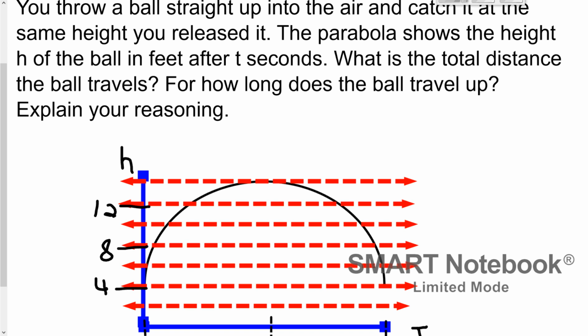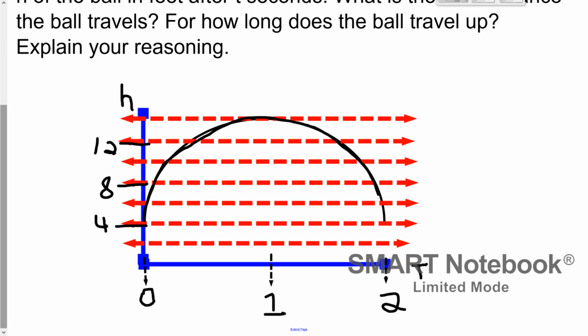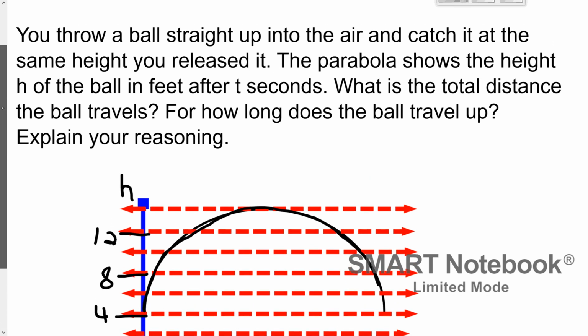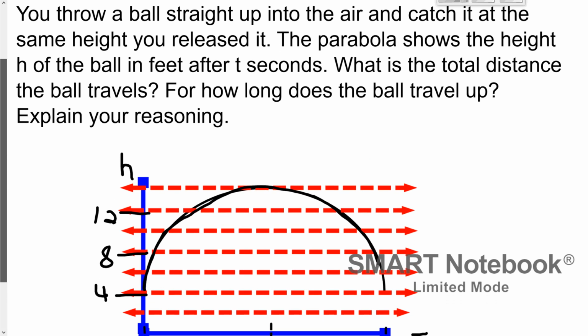Here is lesson 2 of chapter 4, and here we're talking about throwing a ball straight up. So this diagram is not the trace of the ball. This is the height of the ball as your y-axis, and your x-axis is the time that it takes, because you're just throwing the ball straight up. And we want to find out what is the total distance the ball travels.